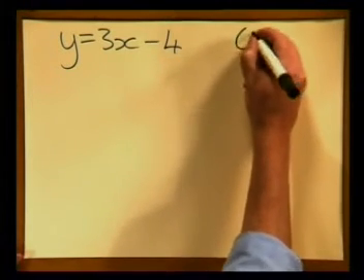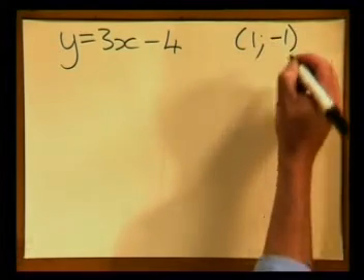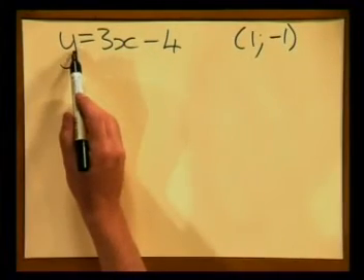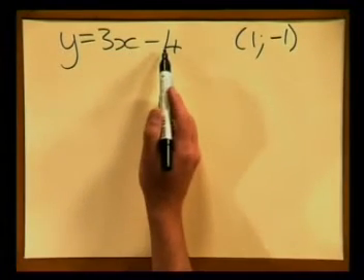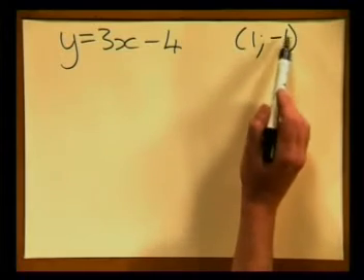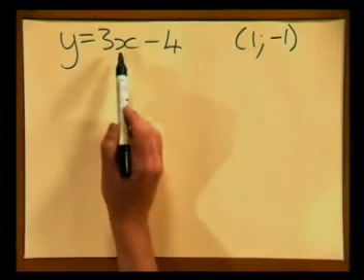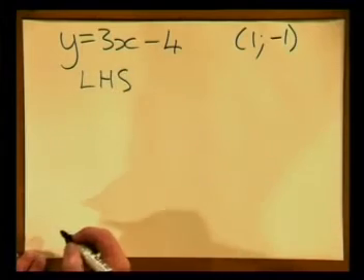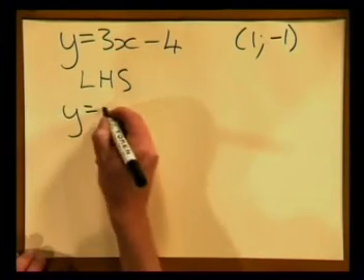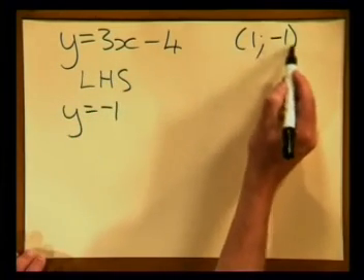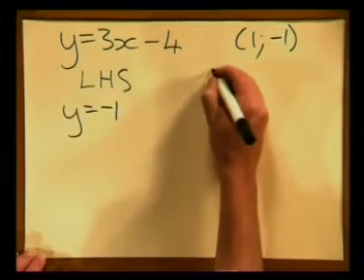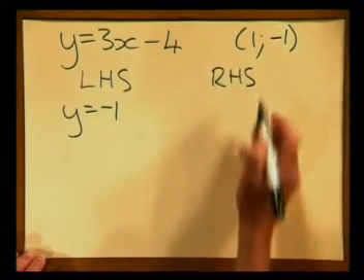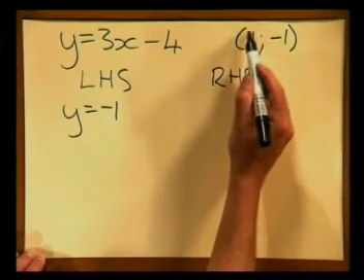Using the gradient, we found that the point 1, minus 1 lies on the graph given by y is equal to 3x minus 4. Let's check though that this point does in fact satisfy this formula. So on the left hand side, we know that y is equal to -1. There's the y value of the point. On the right hand side, we know what the x value is. We know the x value is 1.